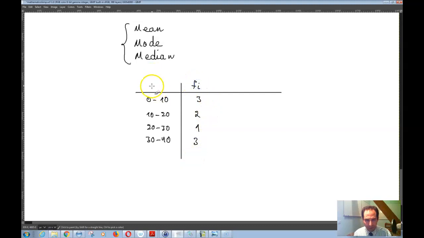This is f of i, these are your classes, and then you can call your x of i the class mark, which is equal to 5 over here, 15 over here, 25, and over here you have 35. Now if I were to find the mean of this data, I would write x bar is equal to sigma f of i times x of i over sigma f of i.